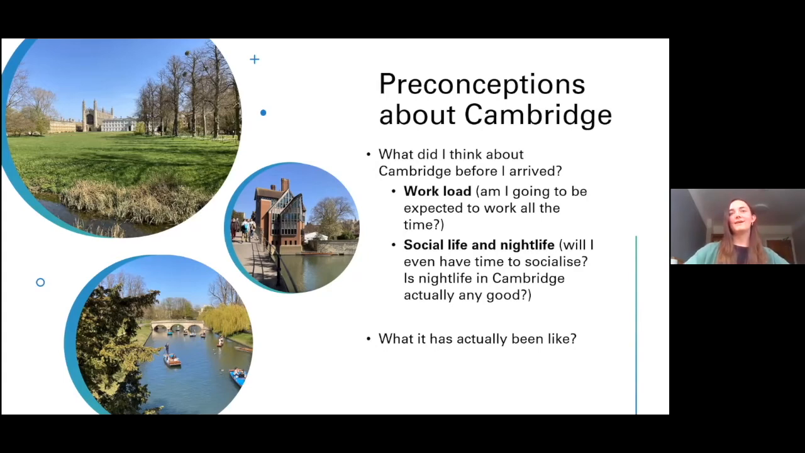Another concern, a very minor concern that I had, was that the nightlife wouldn't be very good because Cambridge is quite a small city, you know, compared to London or Manchester or Leeds. And of course this is an important part of student life, but what I will say is that Cambridge has a very rich nightlife. You have lots of bars and pubs in the city centre.